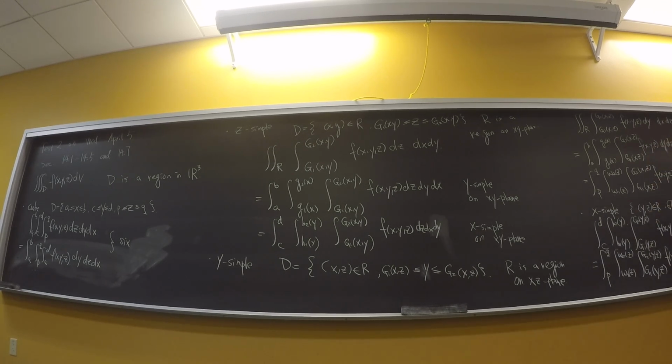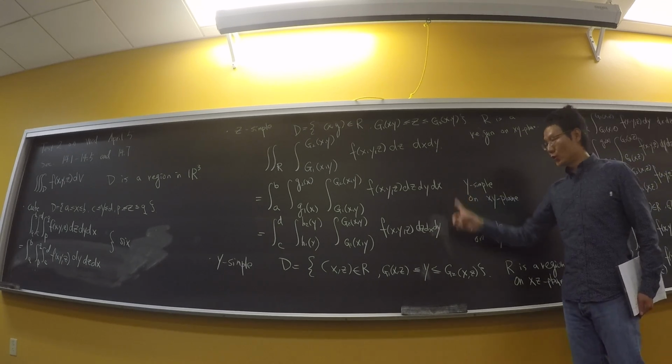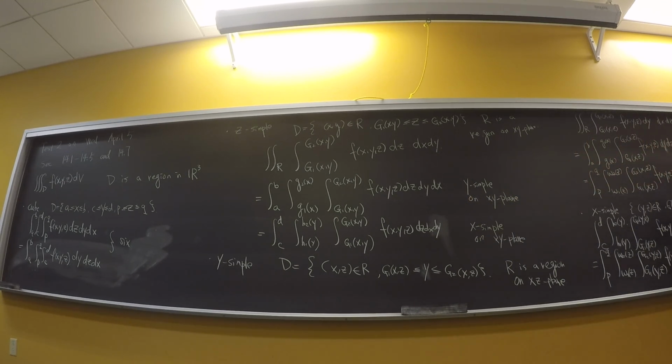Sorry, I just have a question. Why did you pick that order, dx, dy, dz? I can pick any one of the 6 different orders, right? If you notice, you have 1, 2, 3, 4, 5, 6. So there are 6 different orders.